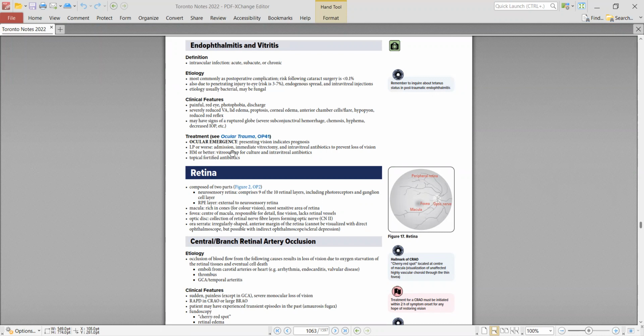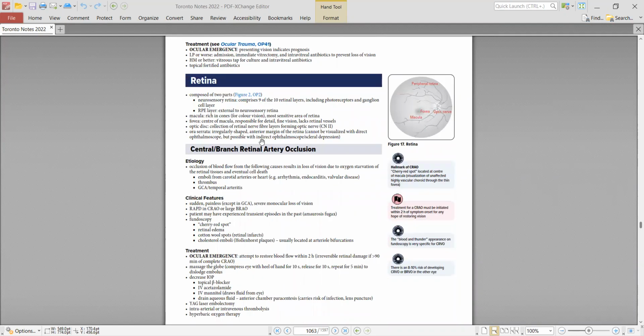So here you will admit the patient immediately, and immediate vitrectomy means you are removing the infected vitreous humor, and instead you are putting intravitreal antibiotic. You are injecting the antibiotics in the vitreous humor to prevent the loss of the vision. And vitreous tap is sent for the culture and sensitivity. Then intravitreal antibiotic you are giving. Topical antibiotics also you do.